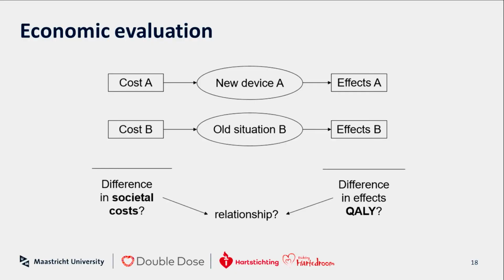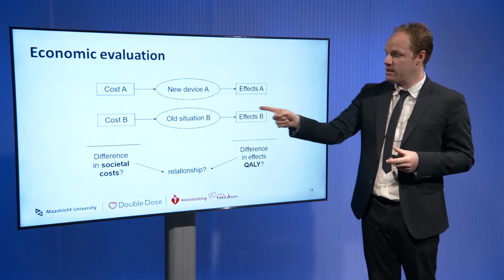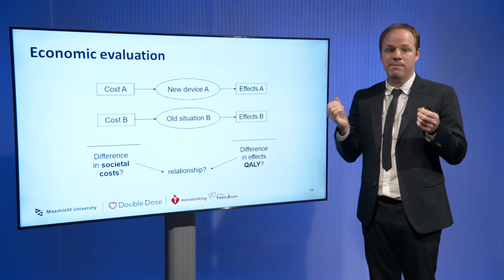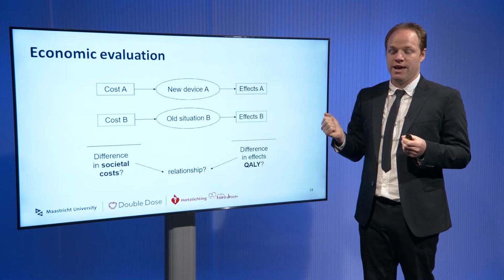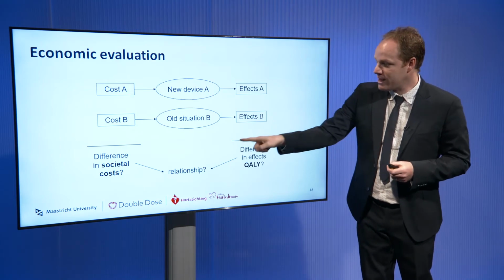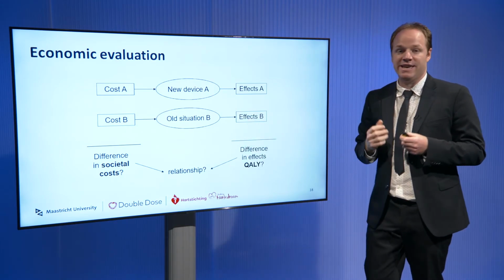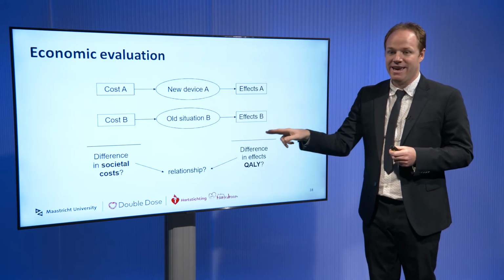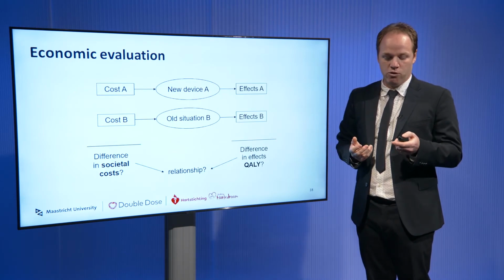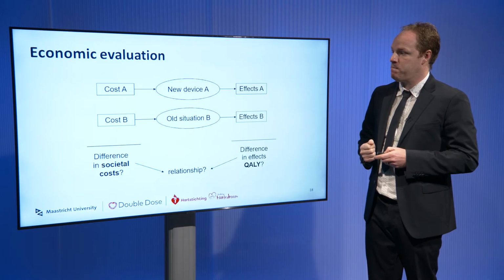This slide is a really important slide of the course that you will see in several videos. An economic evaluation compares two interventions, for example a new device, A, and the old, current situation, B. We look at two dimensions, the cost and the effect of both interventions. The economic evaluation looks at the relationship between the difference in cost, ideally the societal cost, and the difference in effect, ideally measured in quality adjusted life years.